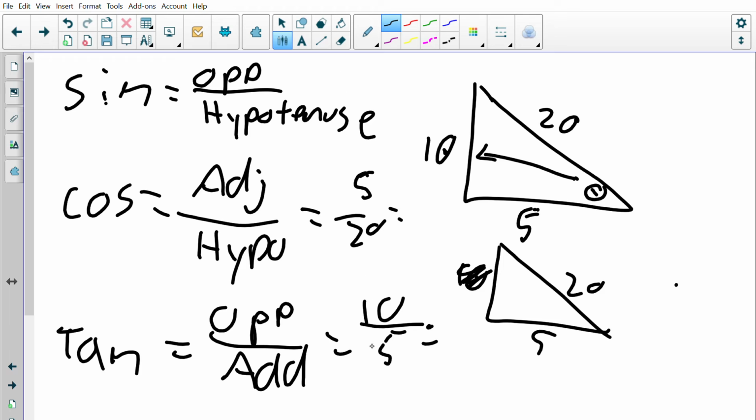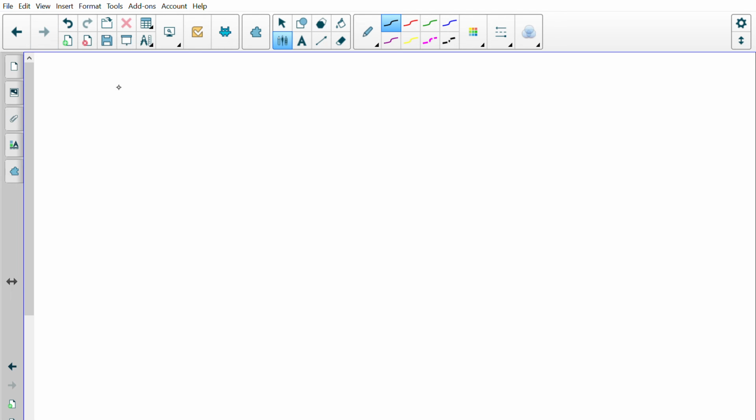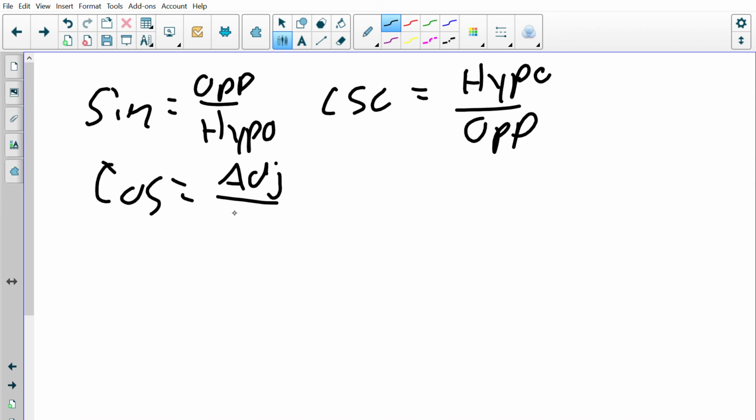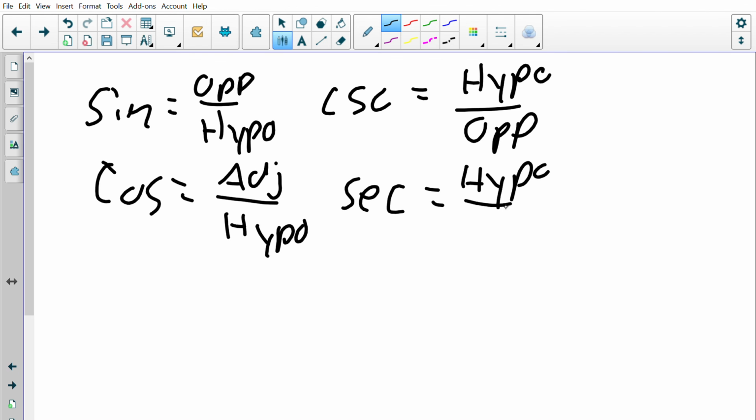The only reason we would use a different one is maybe they only gave us 2 of the 3 sides and we have to figure it out. Okay? The opposite of these, so sine was opposite over hypotenuse. The opposite of that would be what's called cosecant, which is hypotenuse over opposite. Okay? Then we have cosine, which was adjacent over hypotenuse. And then we have secant, which is just the opposite side of that fraction.